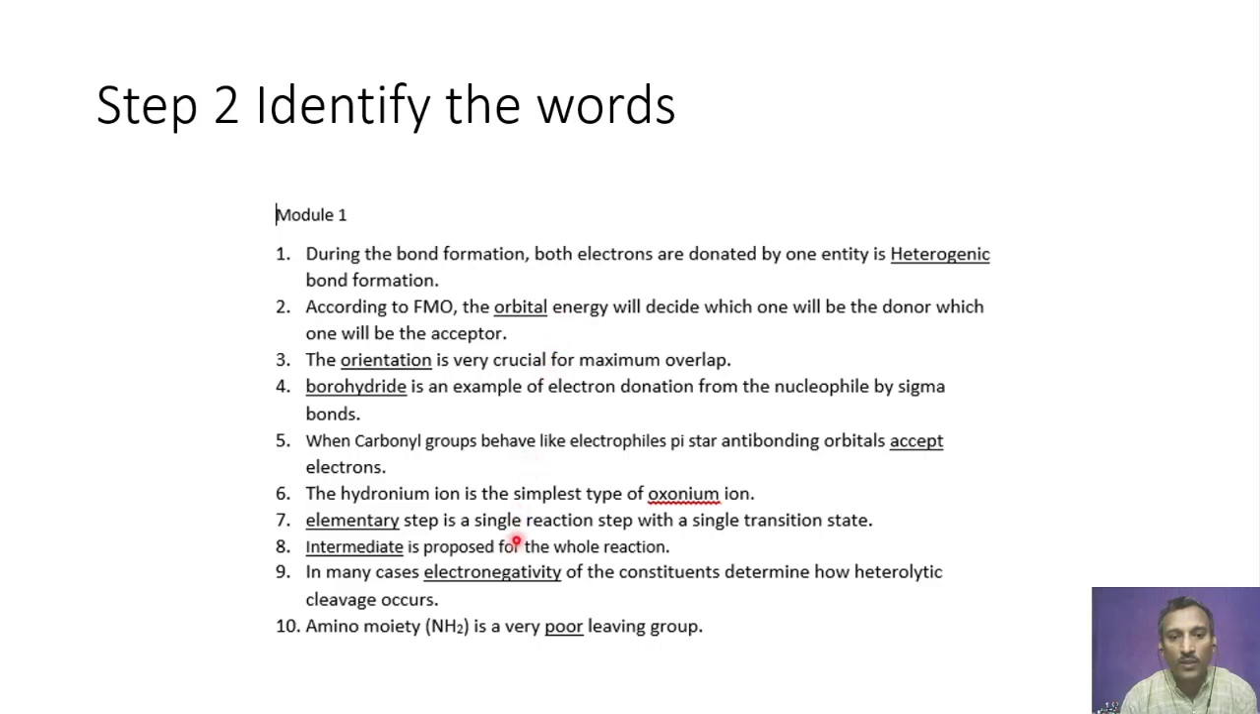The other questions are framed in the same way. If you look at the seventh one: the elementary step is a single reaction step with a single transition state. When we talk about reaction mechanisms, the student needs to know what an elementary step is, because the elementary step is the most crucial one in every reaction. And yes, an overall reaction can have multiple elementary steps. That is the reason every elementary step is a single reaction step with a single transition state. If they have this understanding, then they can write a reaction mechanism with confidence.